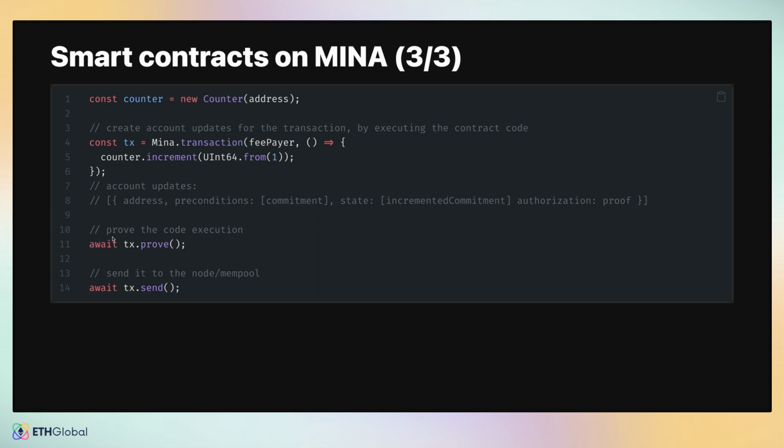So you have to prove the transaction. That is where the authorization of the proof is added to the account updates. And then you, of course, have to send it to the node. So that's the TLDR on ZK programs and smart contracts.